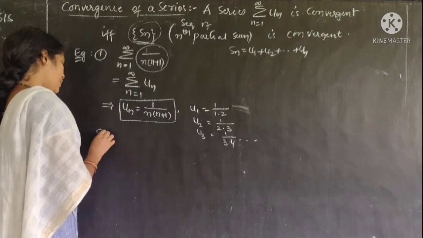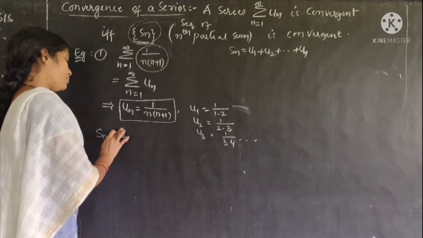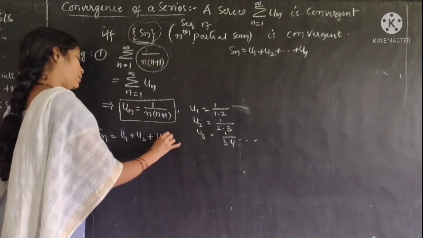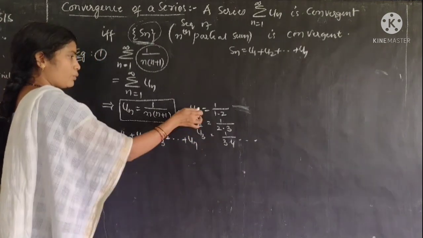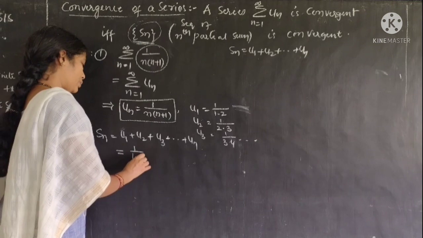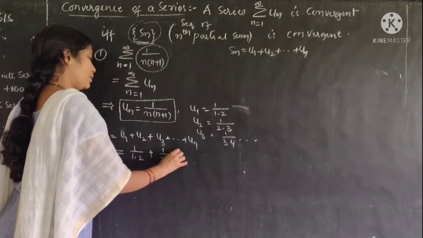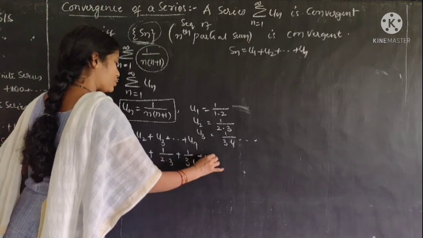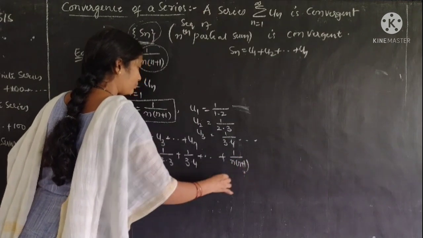Then, what is the nth partial sum of this series? It is given by u1 plus u2 plus u3, and so on, plus un. This is equal to, what is u1? 1 by 1 into 2, plus u2 is 1 by 2 into 3, plus u3 is 1 by 3 into 4, plus and so on, un is 1 by n into n plus 1.